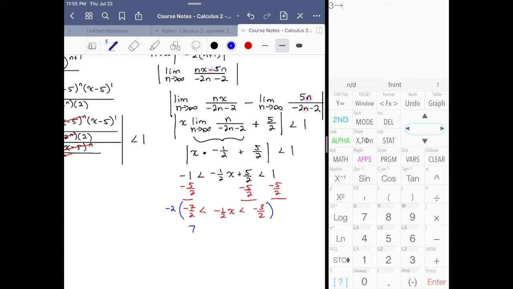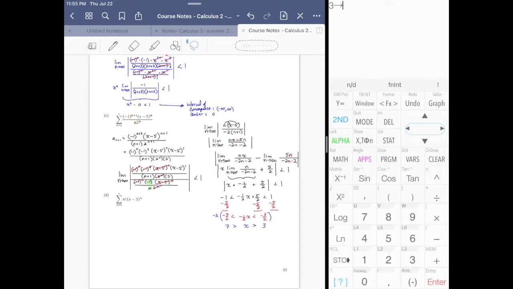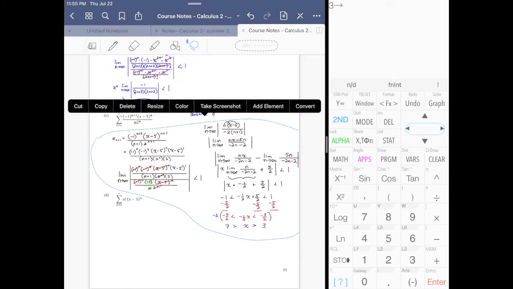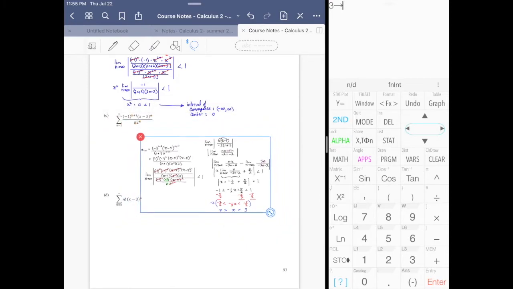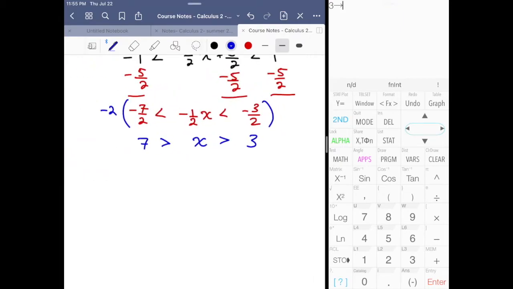Multiply everything by a negative 2. That's going to reverse all the signs. So 7 greater than x greater than 3. All right, so there's a lot of stuff going on with this problem, not the least of which is going to involve us evaluating those endpoints. All right, so I'm going to take that 7 and plug it in for x, and then I'm going to plug in a 3 for x and see what's going on there.